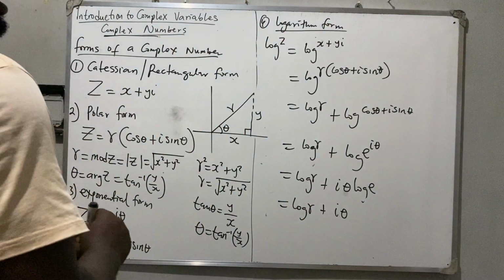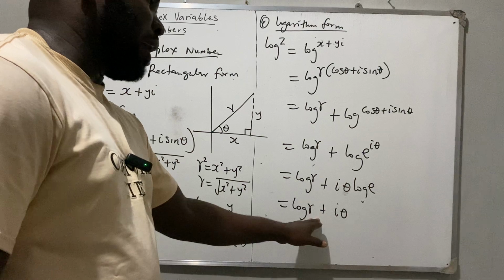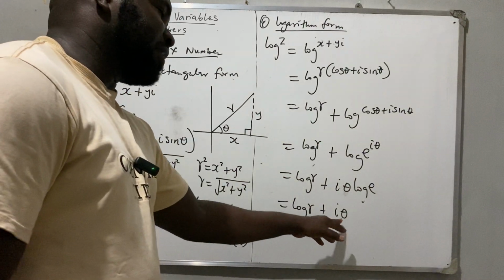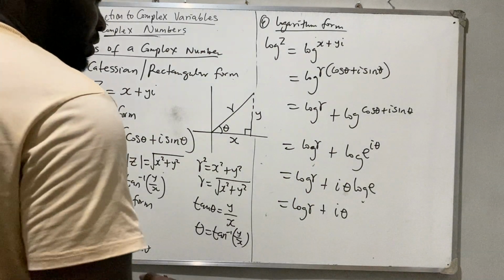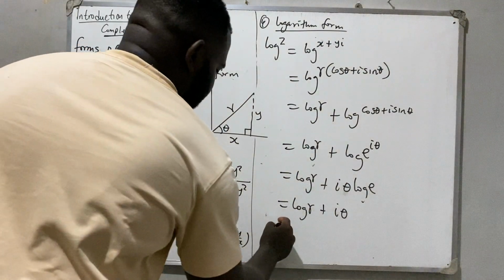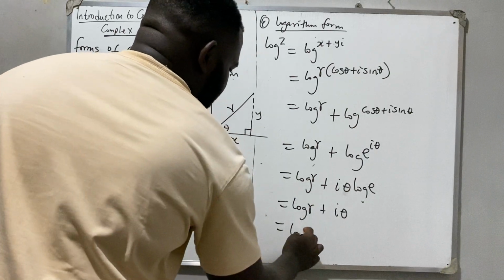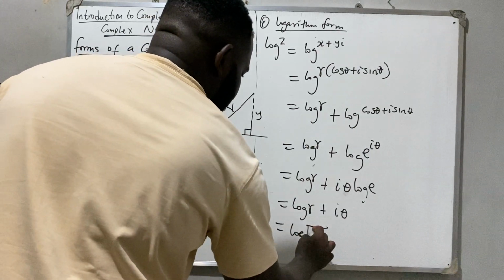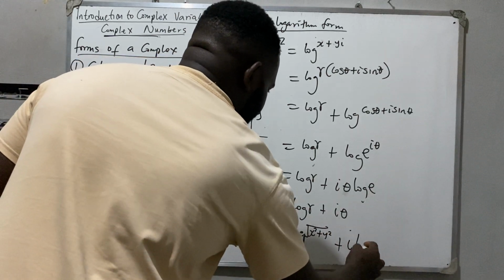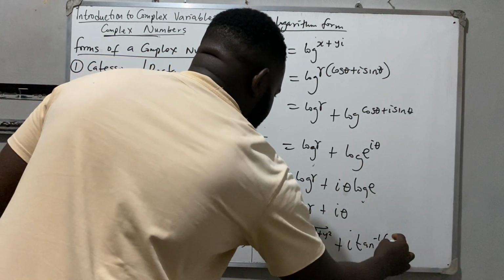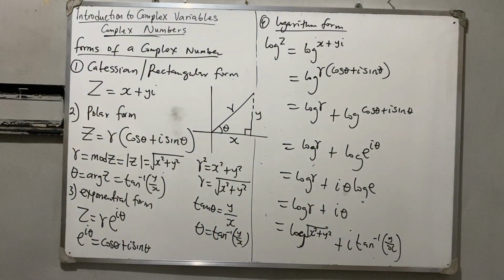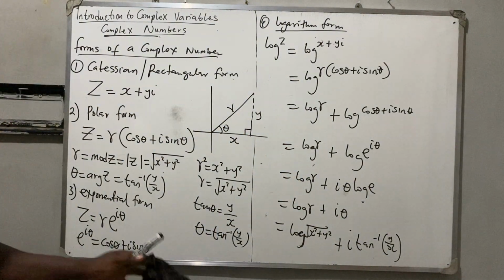So you see that the real part is your log r, while the imaginary part is your theta. And remember, theta is the tan inverse of y over x. So this is log of the square root of x squared plus y squared, and then plus I tan inverse of y over x. So that is how to express a complex number in logarithm form.